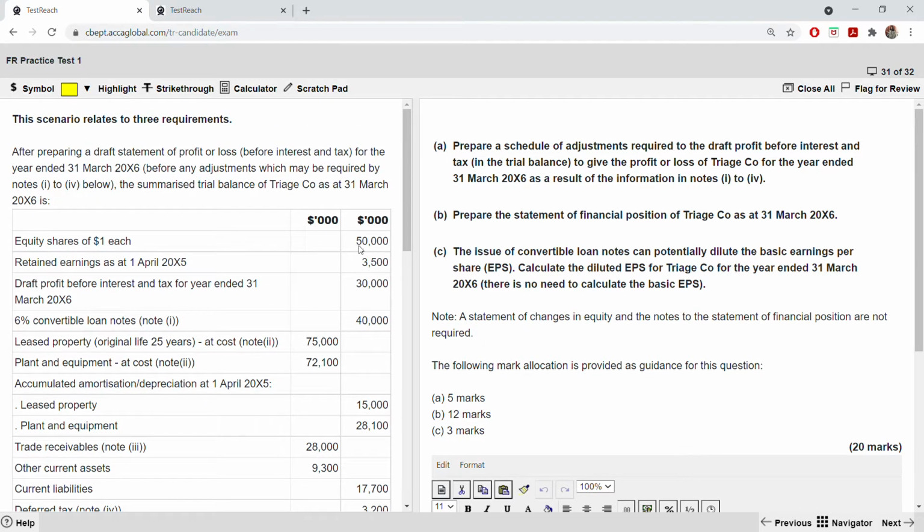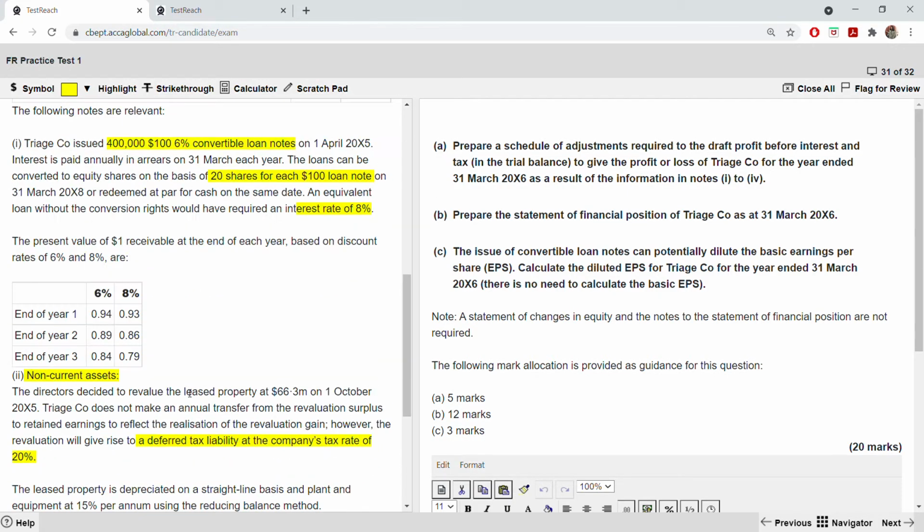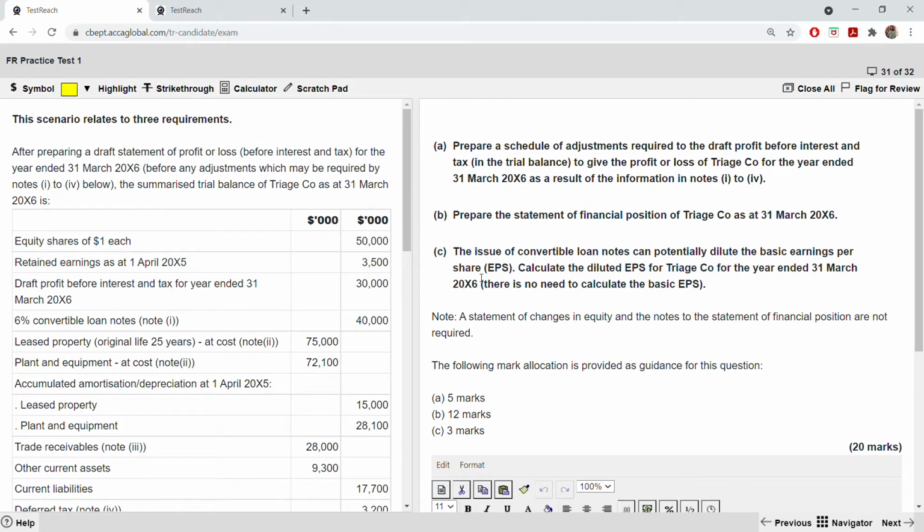So now the question is adjustments, schedule of adjustments. You have to adjust it based on these 4 notes. That's what they have asked. Now you have to adjust it using the 4 pieces of information given to you, which is worth 5 marks.